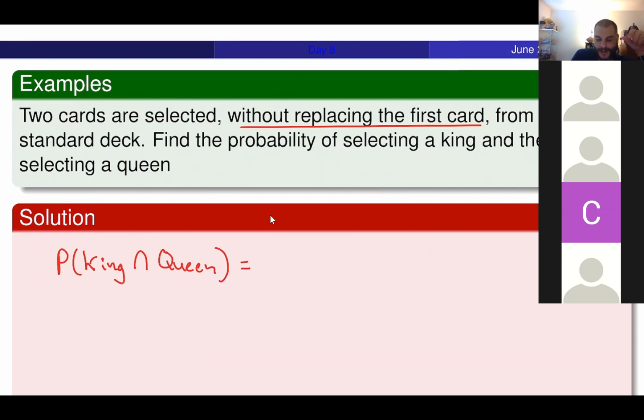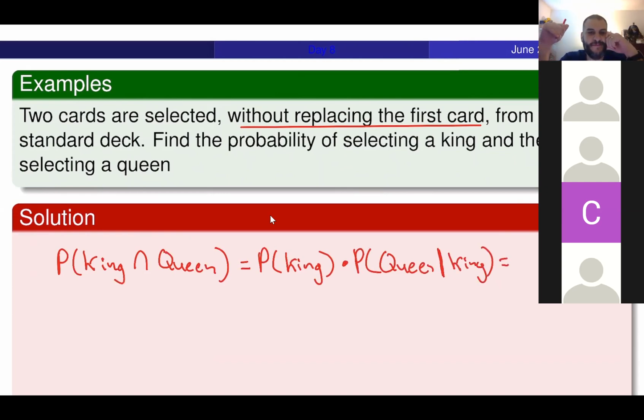So for this one, we're going to say the probability the first card is a king, and we're going to multiply this by the probability the second card is a queen, given the first card was a king. If you look at it, we're going to say the first card is a king, and then when we're selecting our second card, we want to find the probability the second card is a queen, given we already picked a king. So that's how you want to write it.